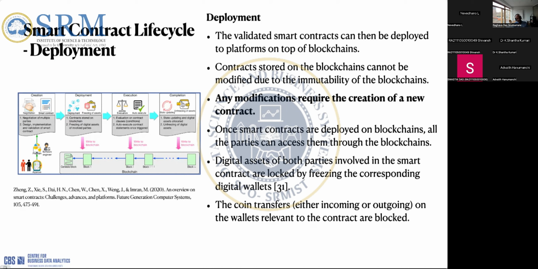For example, in the case of digital wallets, maybe cryptocurrencies or some other form of digital asset, all these digital assets will be blocked for the entire execution of the contract. So the coin transfers, either incoming or outgoing on the wallets, are locked, or you can say blocked, for the time being. That means you cannot use these coins in any other transaction. Those are frozen for the period of the contract execution.